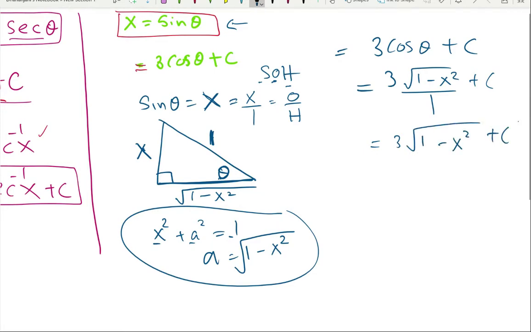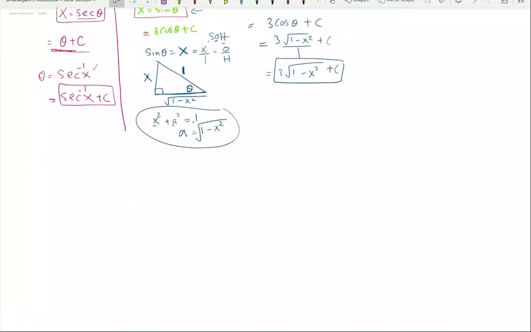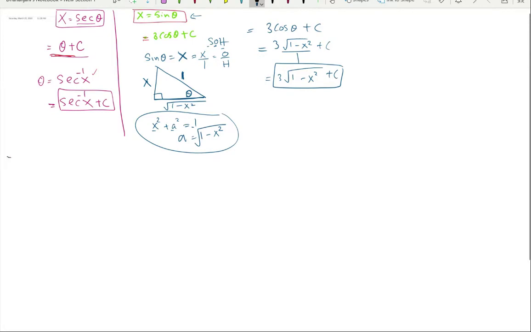This is how you convert back a trigonometric function into x again, okay, using the substitution and the triangle and the definition of sine, cosine, or secant, all those stuff. Okay, let's do another example because we want to do this as much as possible. We will be doing this a lot in trigonometric substitution problems.